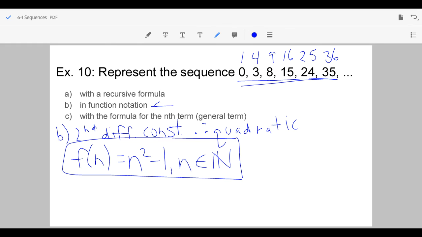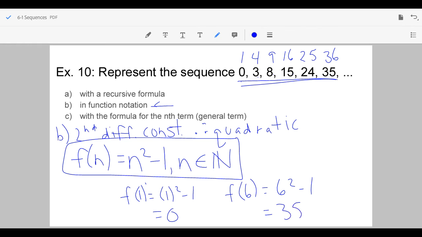So f of 1 is equal to 1 squared minus 1, which is 0, so that's correct. Let's try f of 1, 2, 3, 4, 5. We have 6 of them here. f of 6 would be 6 squared minus 1, which is 35. So those are both correct. So we know that this is also correct.